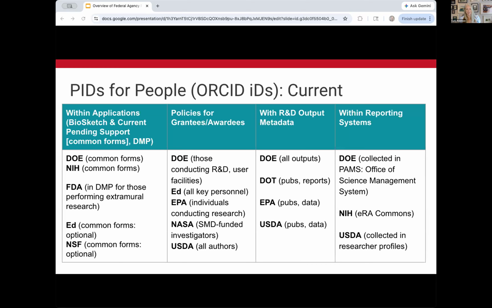There are more than this, but just in terms of collecting some of the requirements, DOE's Office of Science has a portfolio analysis management system called PAMS that collects ORCID IDs there. NIH, their eRA Commons system, I believe, is requiring them in there now. And then USDA is collecting them in their researcher profiles.